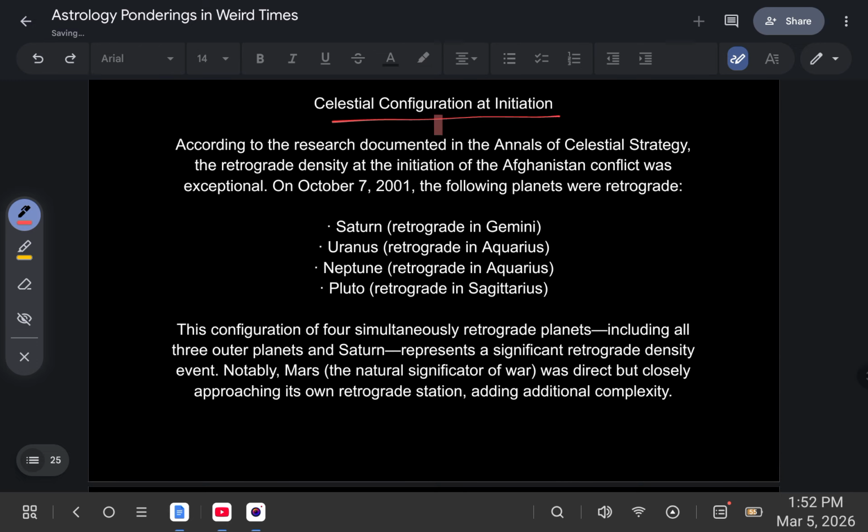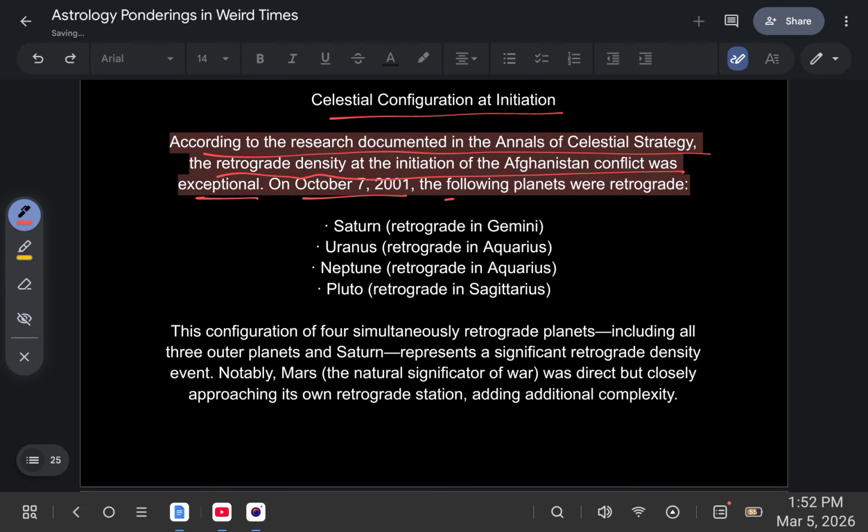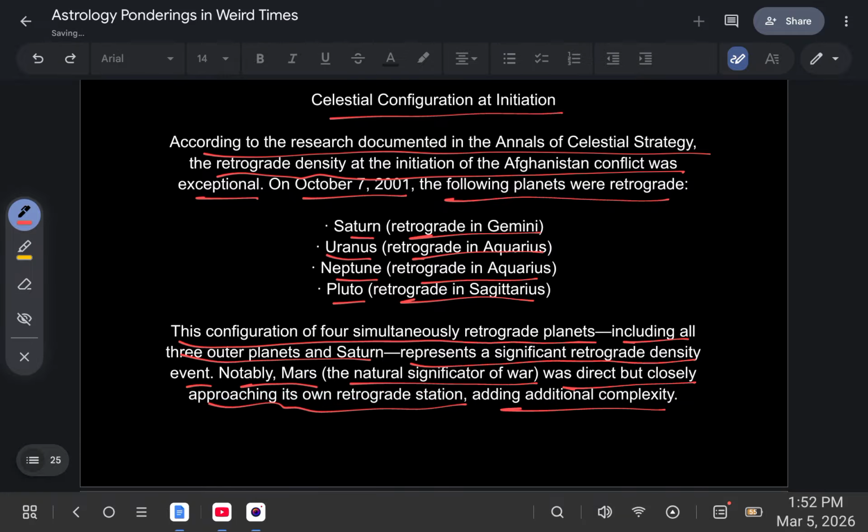Celestial configuration at initiation. According to the research documented in the Annals of Celestial Strategy, the retrograde density at the initiation of the Afghanistan conflict was exceptional. So on October 7, 2001, the following planets were retrograde: Saturn in Gemini, Uranus in Aquarius, Neptune in Aquarius, Pluto in Sagittarius. This configuration of four simultaneously retrograde planets, including all three outer planets and Saturn, represents a significant retrograde density event. Notably, Mars, the natural significator of war, was direct but closely approaching its own retrograde station, adding additional complexity.